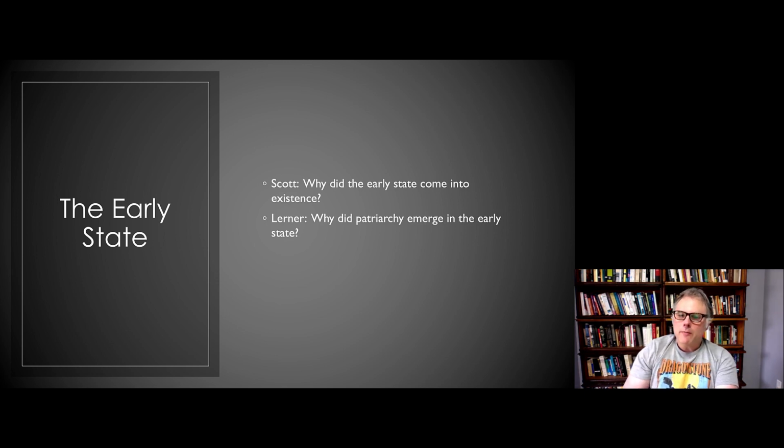Okay, with that out of the way, let me drill down in this lecture to Scott's particular question, the question that he's tackling in his book Against the Grain. Then we're going to look at a lot of the material from his chapter 5, where he gets at the guts of his answer to his question. Now, his question is, why did the early state come into existence?